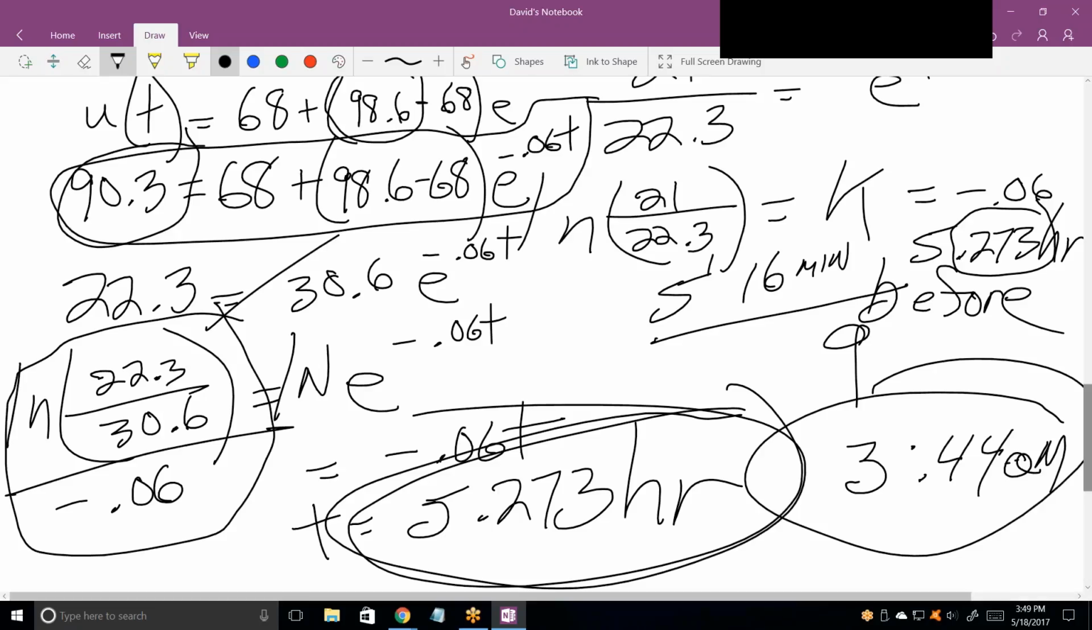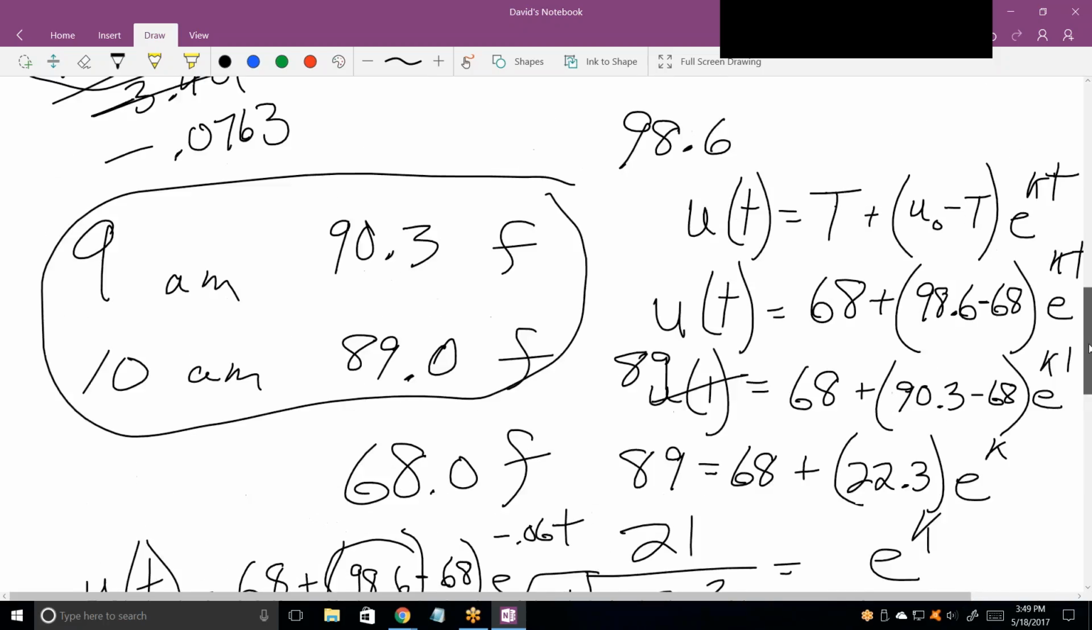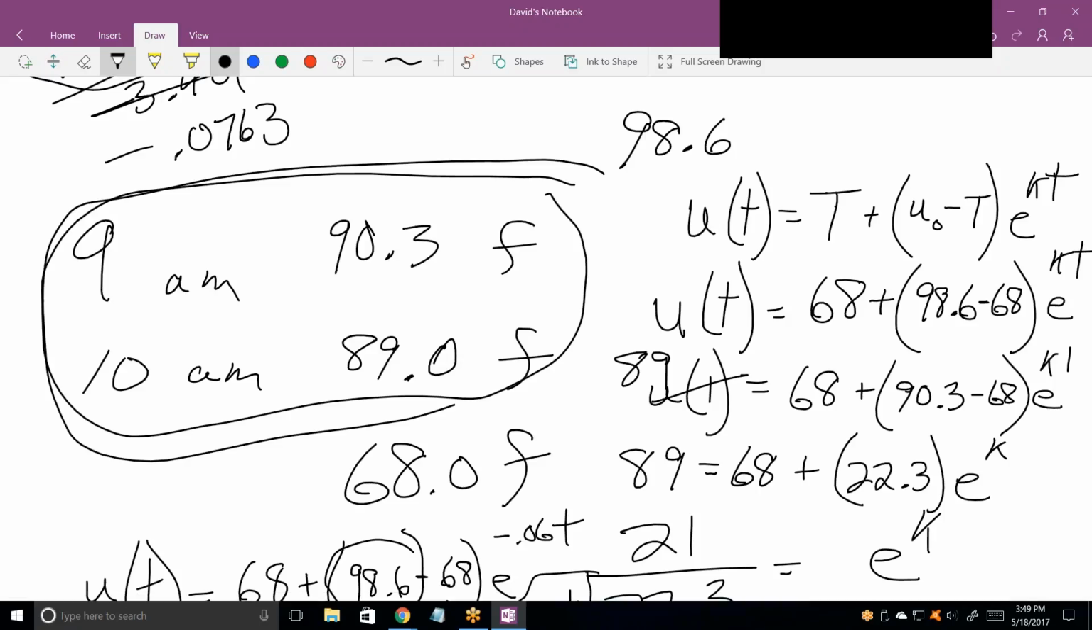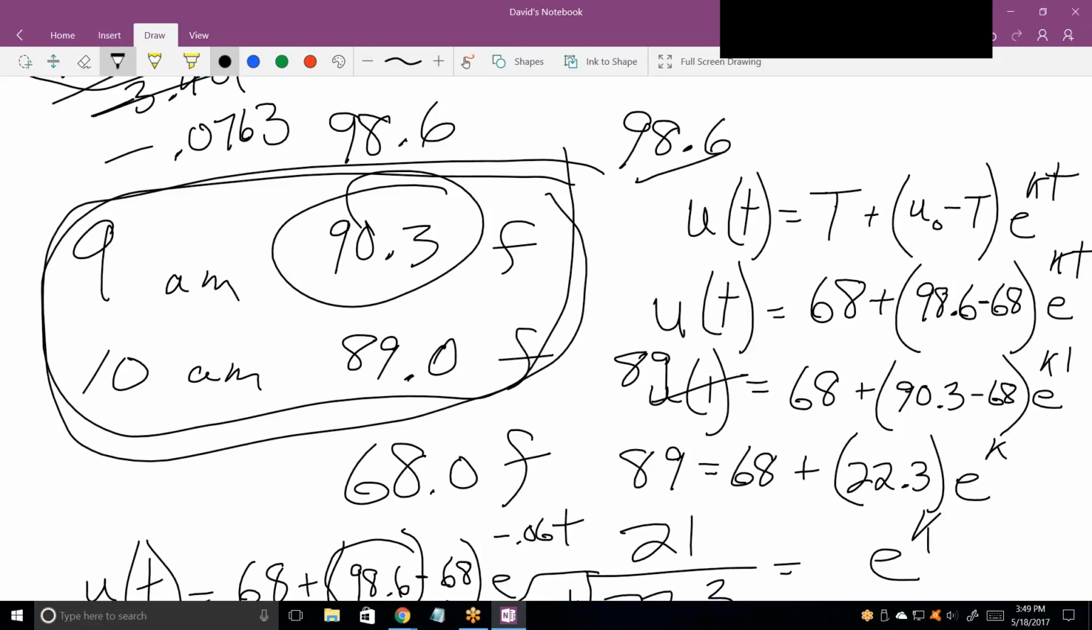So the key thing to understand on this problem is that Newton's law of cooling allows you to calculate k. Once you've calculated k, now you can go back and figure out how long it took to go from 98.6 to 90.3. And that's always kind of the process. In fact, not just with this problem. Whenever you see a problem that has a k in it, you can bet anything that your first step is to calculate that k.